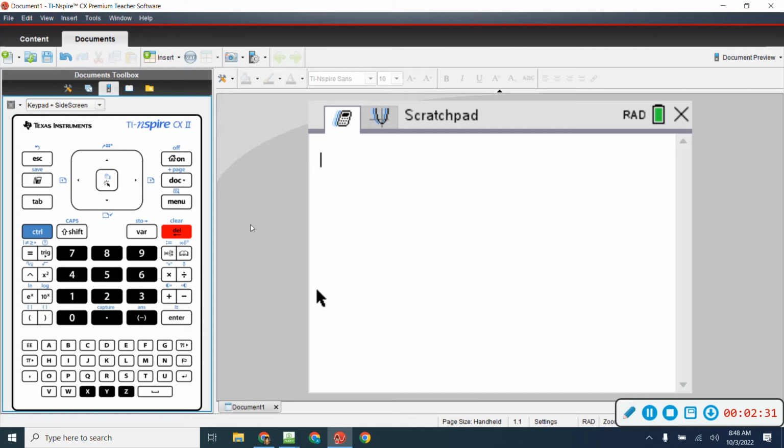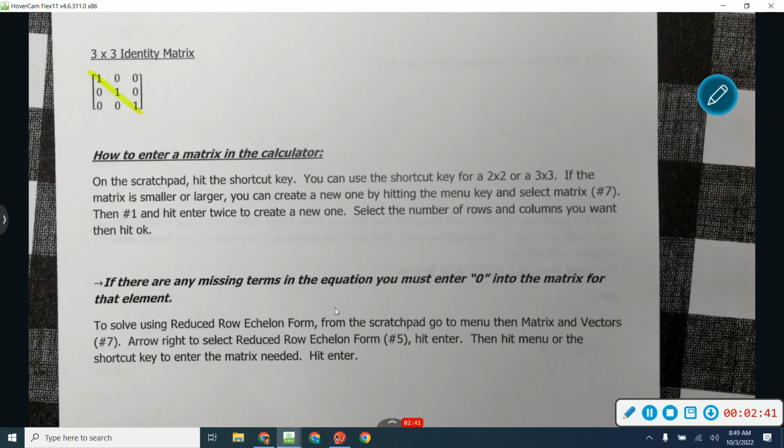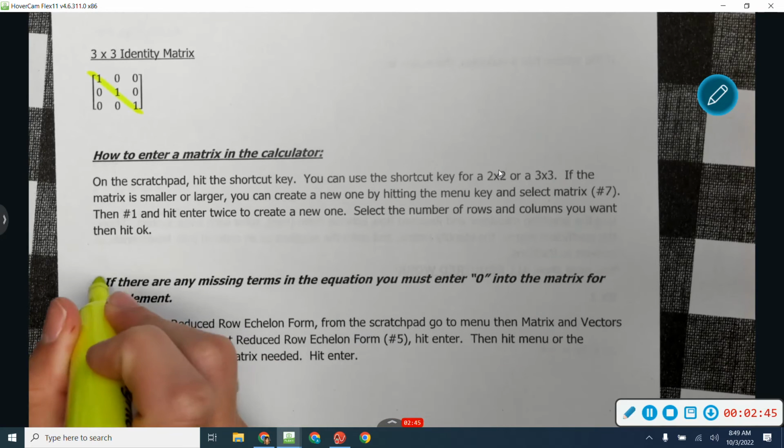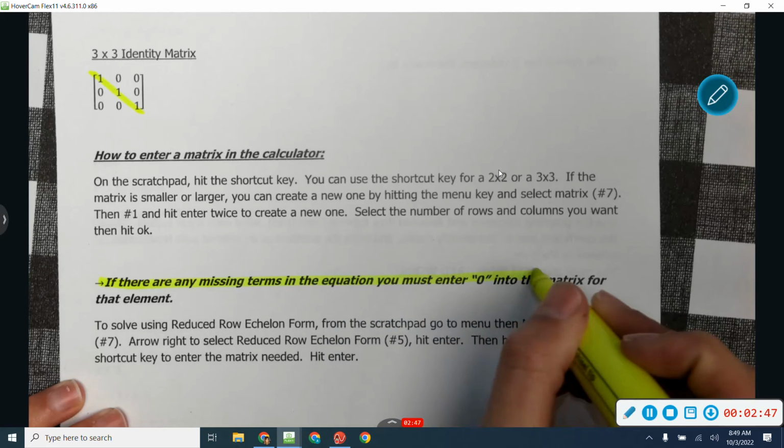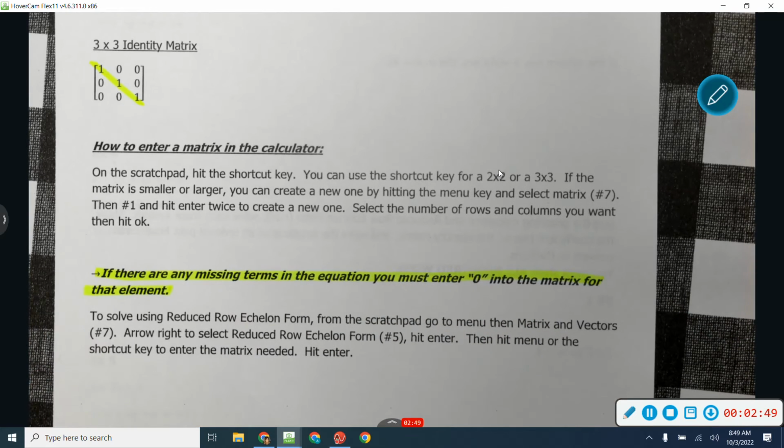Remember that if you have a system, and, like we typically do X and Y, okay? If you have a system and you're missing a variable, make sure that you put a 0. So what this says right here, if there's any missing terms, when you go and create your matrix, make sure you put a 0 for any missing terms, okay?